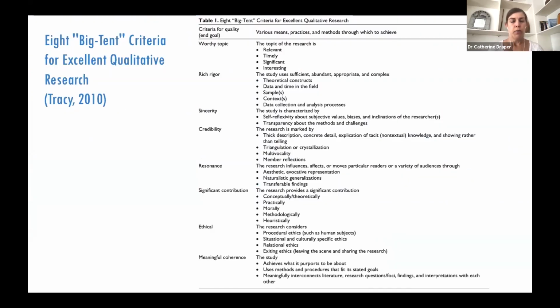So from a bias perspective, I thought I'd start with the ones that I found the most helpful. This is by Tracy, and it came out in 2010. They referred to the 8 big tent criteria for excellent qualitative research. I'm actually going to come back to these when I talk about how they can be applied.